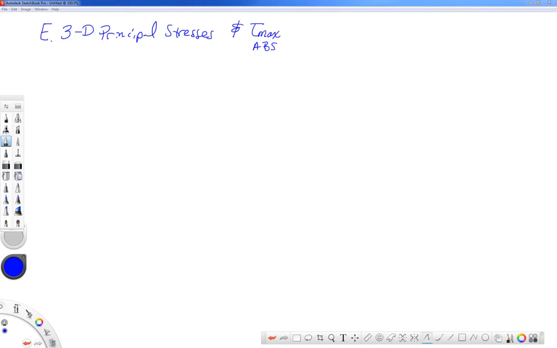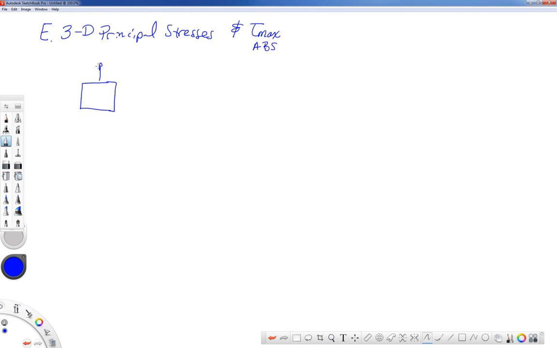In this lecture, we're going to learn about 3D principal stresses and the absolute maximum shearing stress and 3D Mohr Circle. First, we're going to talk about the 3D principal stress state and tau maximum absolute. If you remember from our previous lecture, we talked about what's called a 2D Mohr Circle, and we started with a state of plane stress.